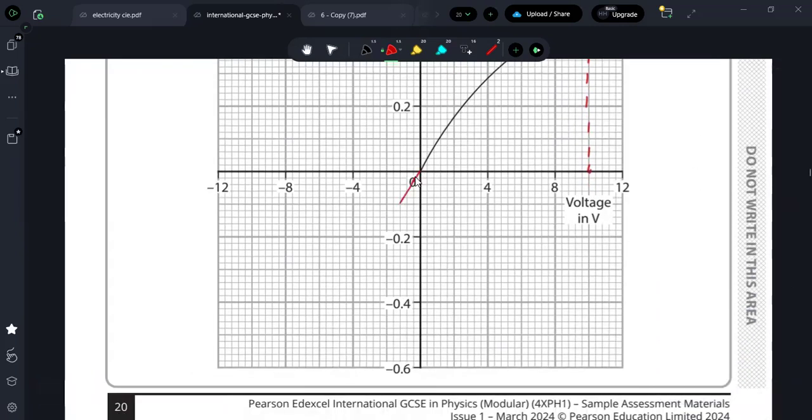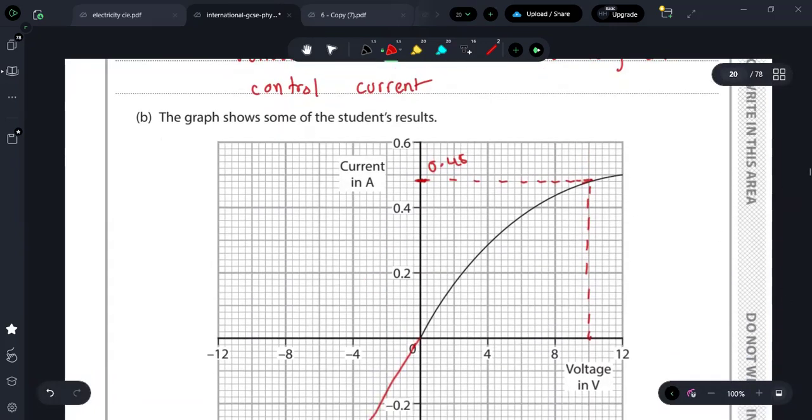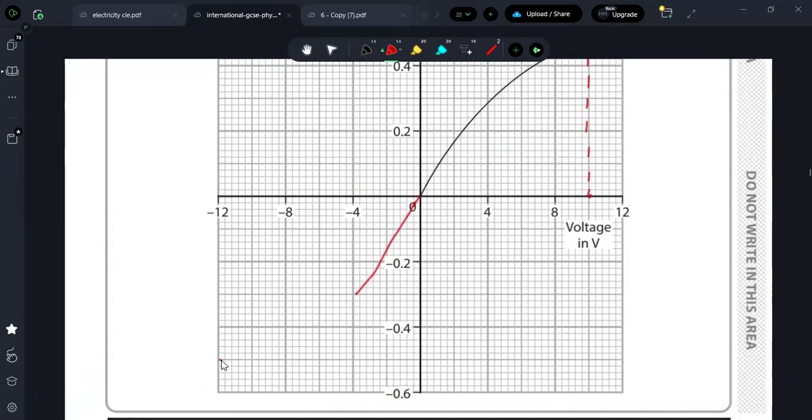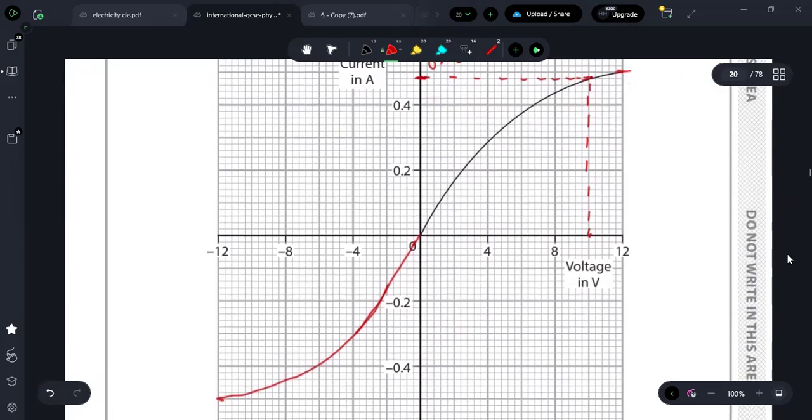So this should look like this, and make sure, since it stopped at 0.48 on the current axis, at 5 on the voltage axis, so your graph should also stop at 5. Done. Same thing, just reversed because we have reversed the terminal.